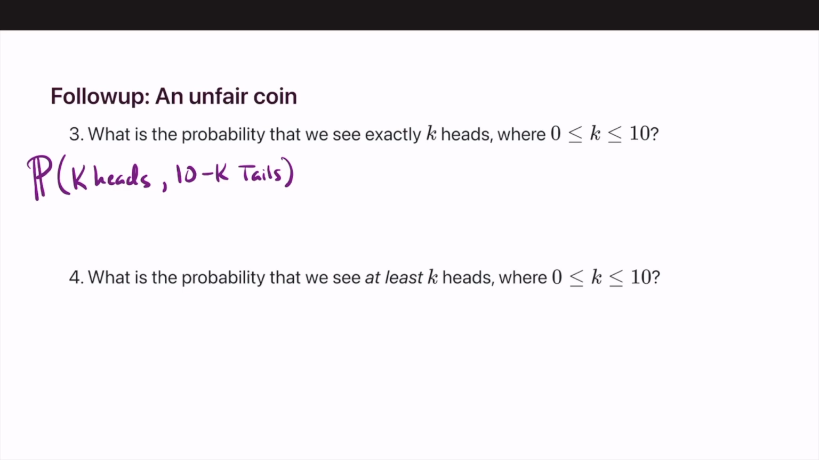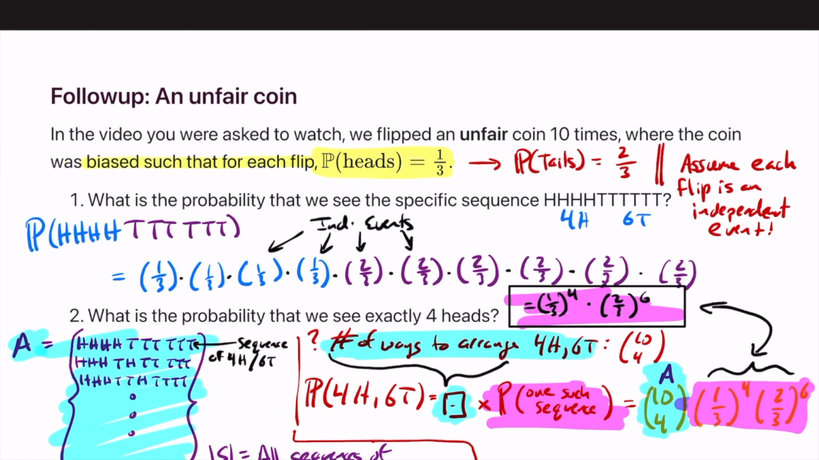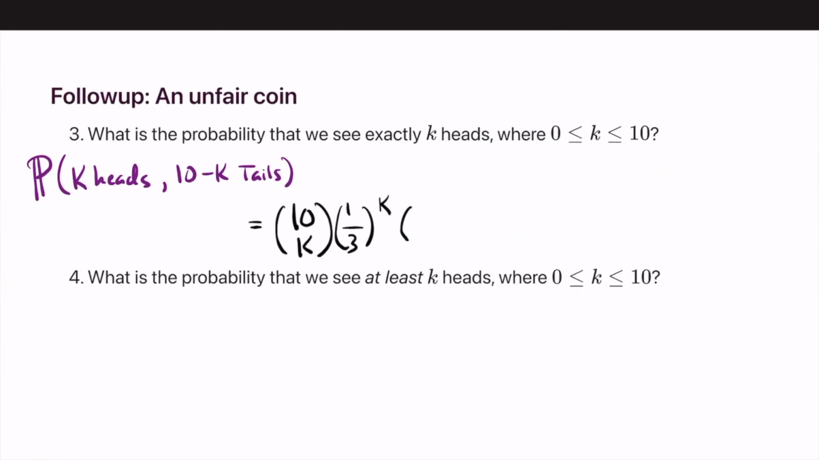So we can just follow the same equation that we had from the last question and say that this is equal to 10 choose k, because we have k heads, and that's going to be multiplied by 1/3, because that's the probability of getting a head, to the k. Before, we had 4 up there, 1/3 to the 4th, because we were concerned about getting 4 heads. Now we're concerned about getting k heads, and this is going to be multiplied by 2/3 to the 10 minus k.